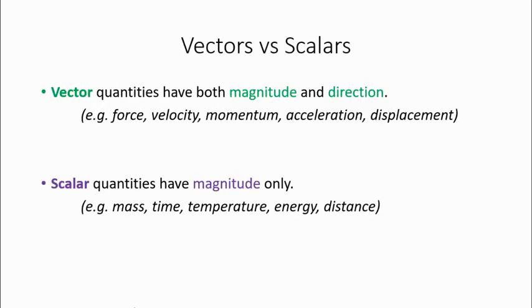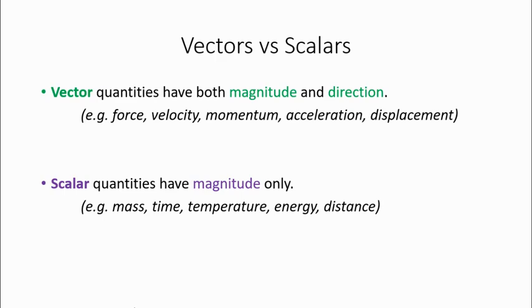First of all, a vector quantity has both magnitude and direction. Magnitude simply means size. So a vector quantity has size and it has direction. And some examples are force, velocity, momentum, acceleration, displacement, and there are others. So it doesn't matter which vector quantity you're dealing with. What we're doing in this video will help you to deal with any vector quantity. These are basic rules governing how we deal with vectors.